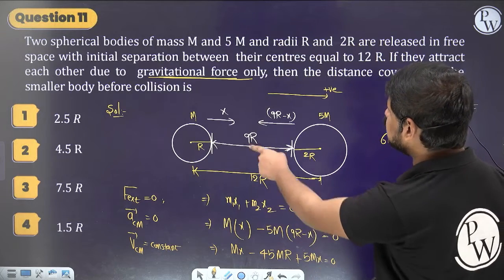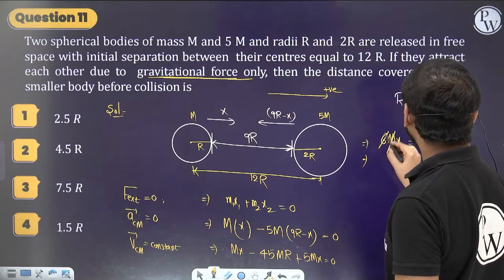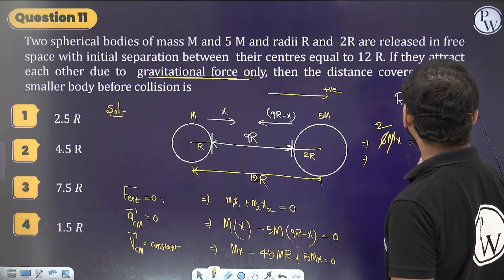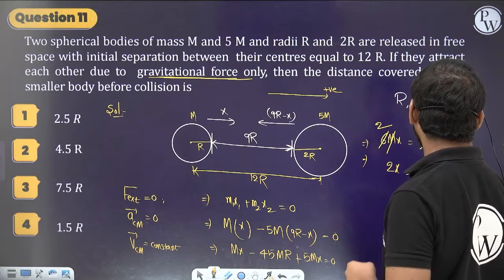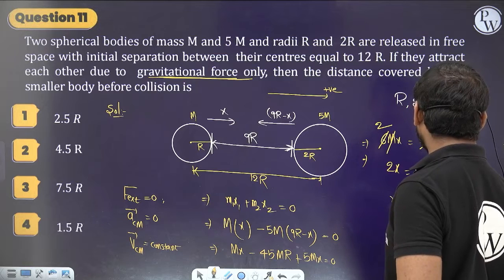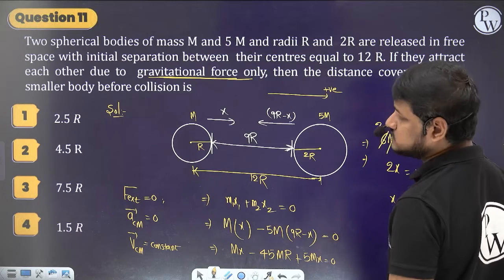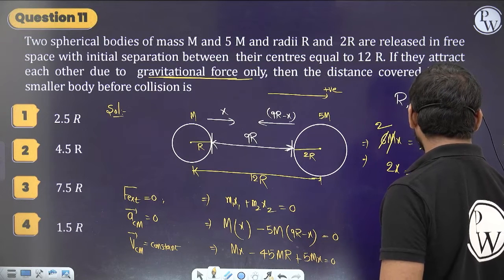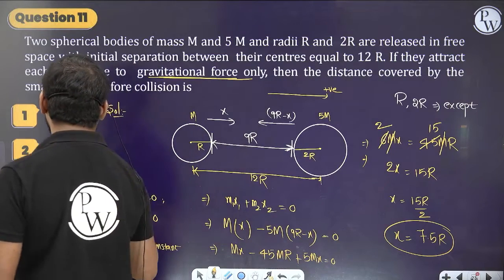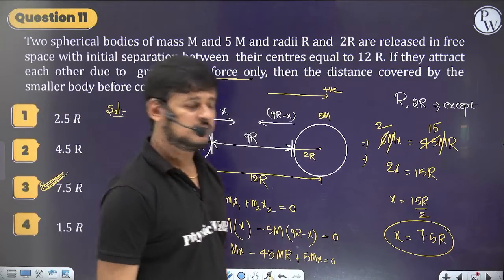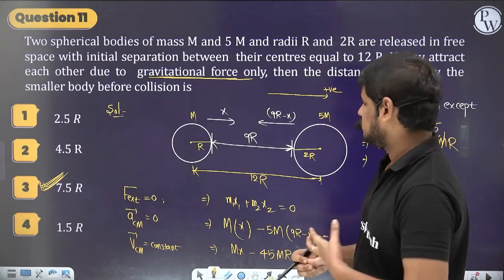So what we need to find? We need actually the distance x, right? So here capital M cancels. 3 2s are 6, 9 5s are 45, right? So 2x is equal to 15r. From here x we require, x equals 15r by 2, which is nothing but 7.5r, since a decimal is there. So x equals 7.5r. Option 3 is the correct one. Clear, guys? Understood? Chalo.